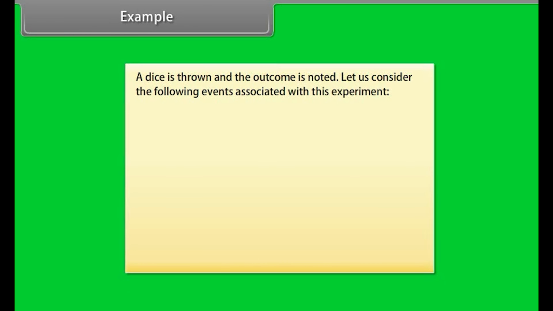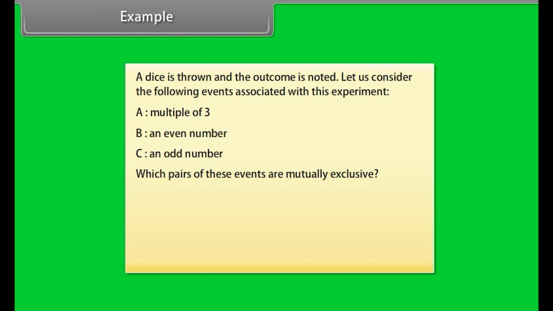So the events A, B and C are exhaustive events. Example. A dice is thrown and the outcome is noted. Let us consider the following events associated with this experiment. A, multiple of 3. B, an even number. C, an odd number. Which pairs of these events are mutually exclusive?